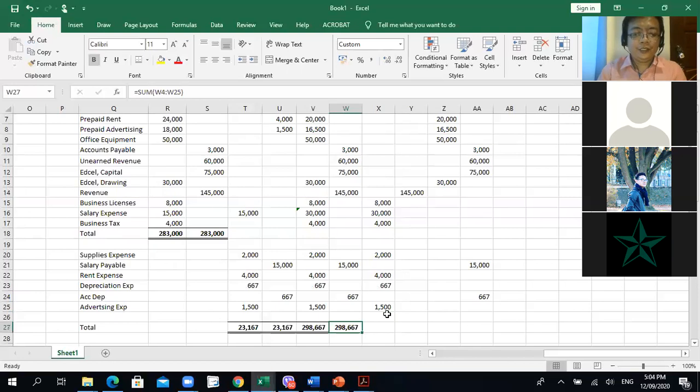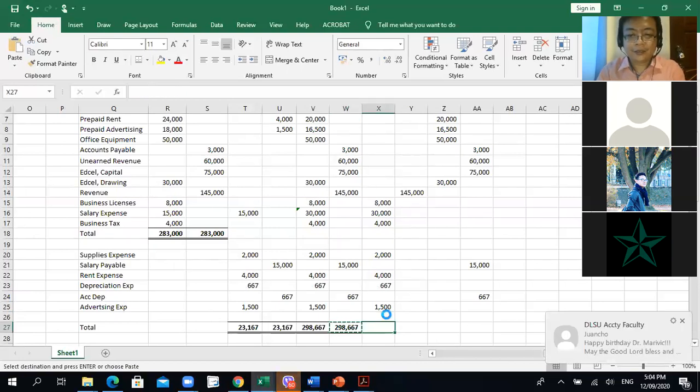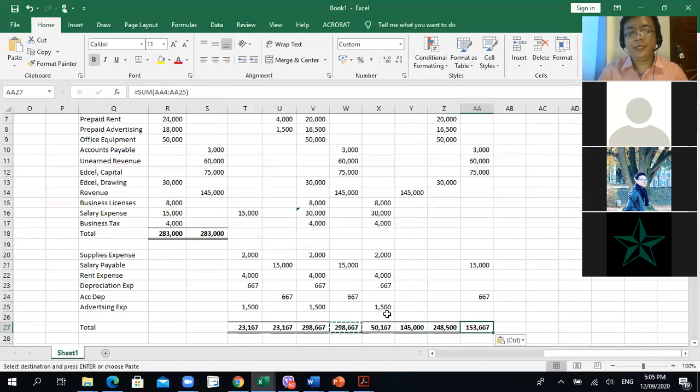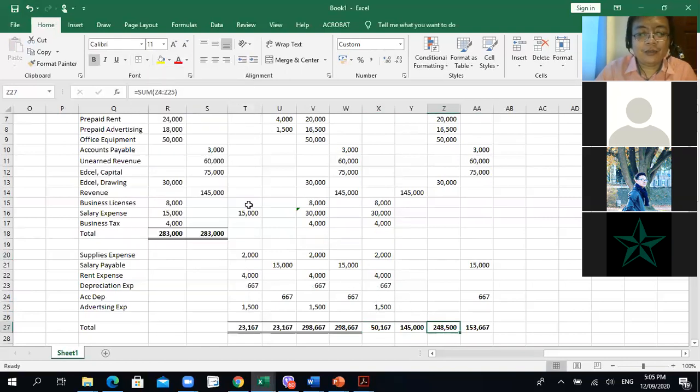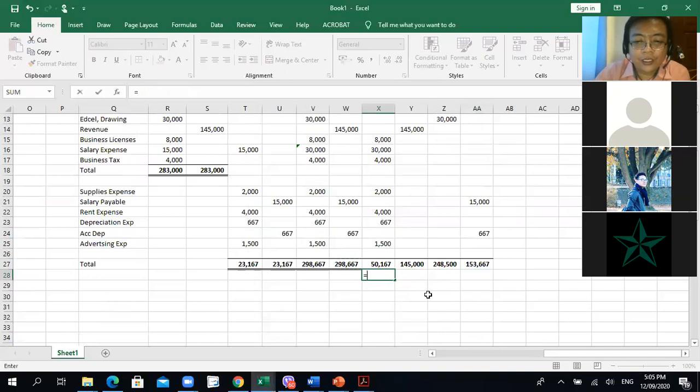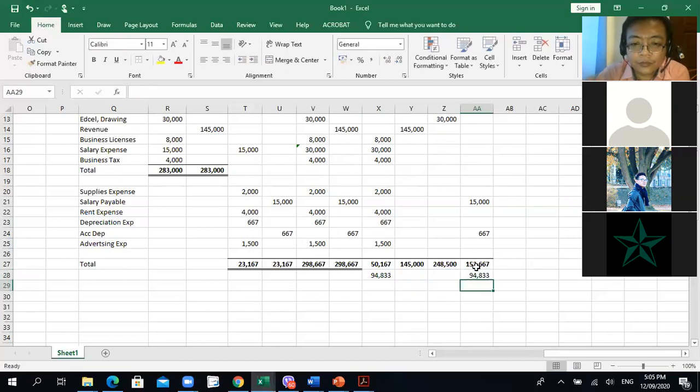Hopefully this is correct. Maybe it does not balance. So I will not put it here. Are you correct? Let's see, maybe I am the one who made a mistake. What is the difference between them? I will put it here: 145 less 50, so you have 94. That should be their difference. So what is 94,833? That is your net income.